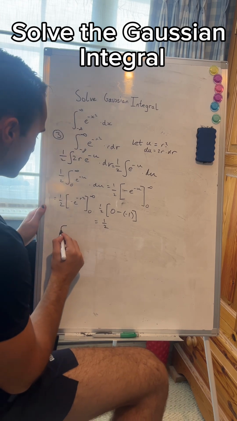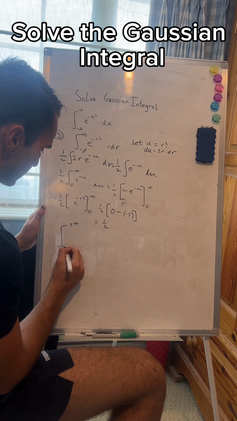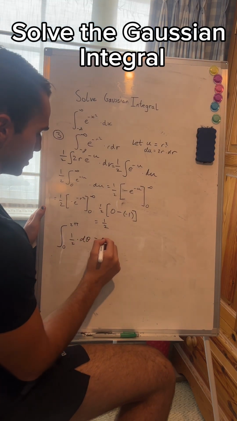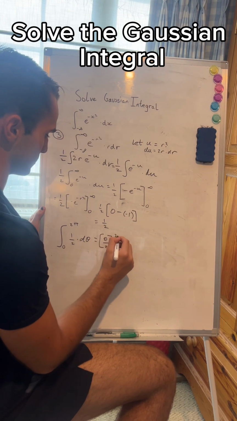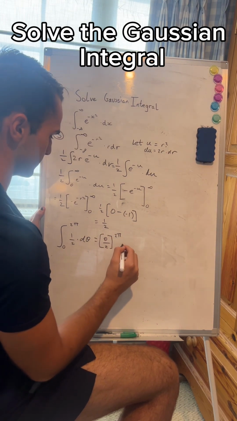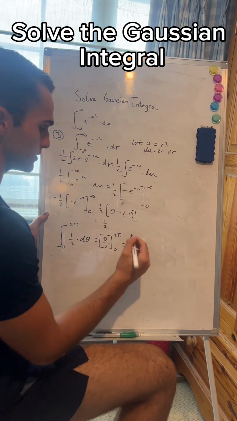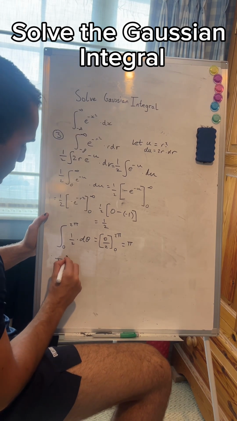So now the outer integral, what was it? It was the integral between 2 pi and 0 of 1/2 times d theta, which equals theta over 2 between 2 pi and 0, which is just 2 pi over 2, which is just pi. Remember, this is the integral squared.